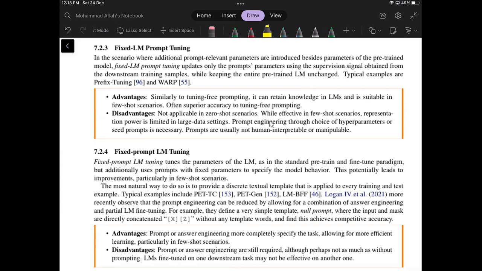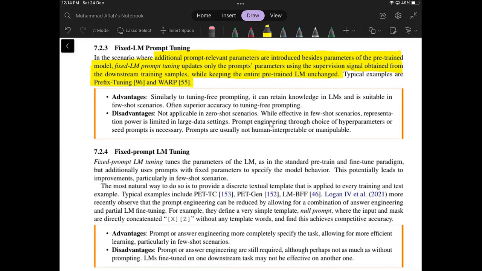Fixed language model prompt tuning. In this case, additional prompt-relevant parameters are introduced besides the parameters of the pre-trained model. Fixed language model prompt tuning updates only the prompt parameters using the supervision signal from the downstream training samples, while keeping the entire pre-trained language model unchanged. So here your language model remains unchanged, only your prompts are being tuned. Examples are prefix tuning and WARP.